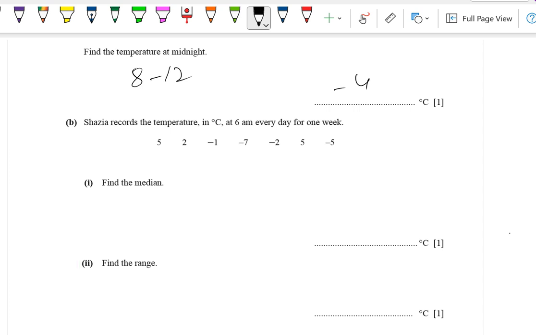For median, you should arrange the data in ascending order. 3, it's a odd data, so your center should be the median. Range, highest minus smallest. Be careful about the double negative.